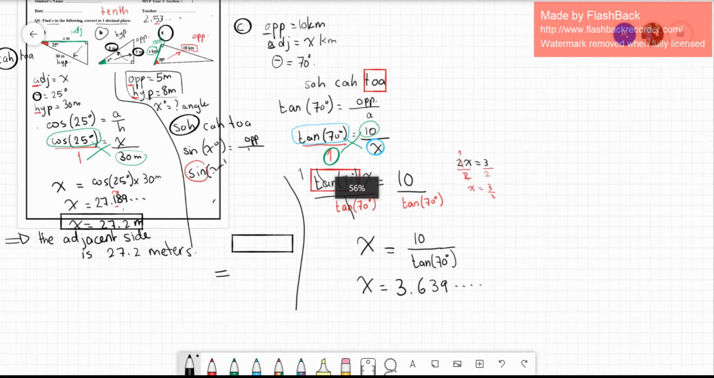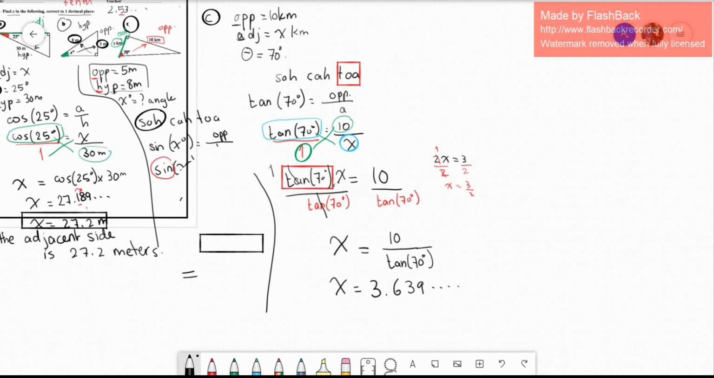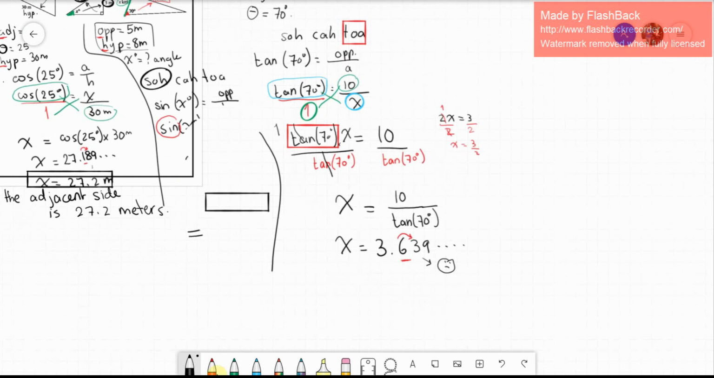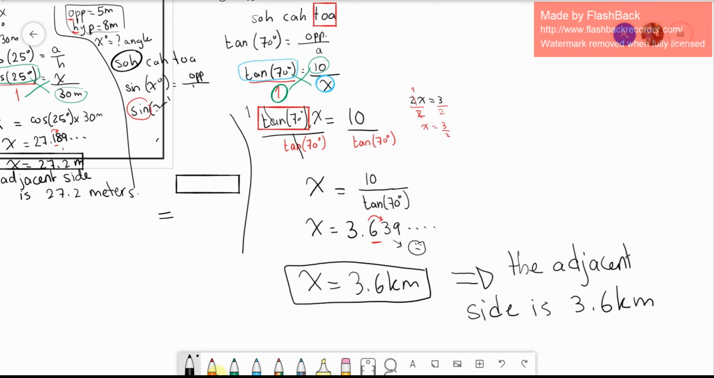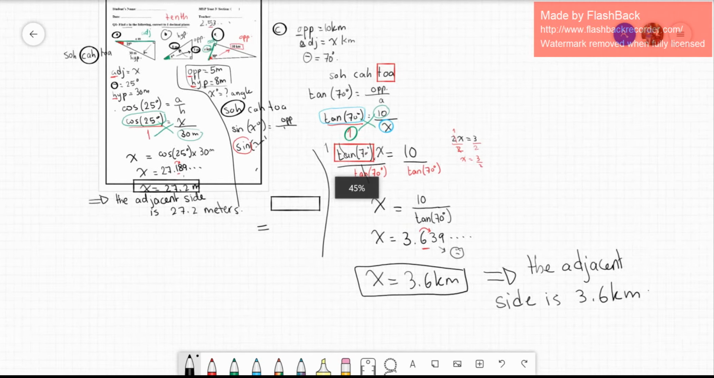Now I'm going to round my answer to the nearest tenth. This is the tenth place. The 3, the neighbor is a weak number, so you will not add 1. Therefore, x is 3.6 kilometers, and what was this? It was the adjacent side. Therefore, in part C, the adjacent side is 3.6 kilometers. This was part C.